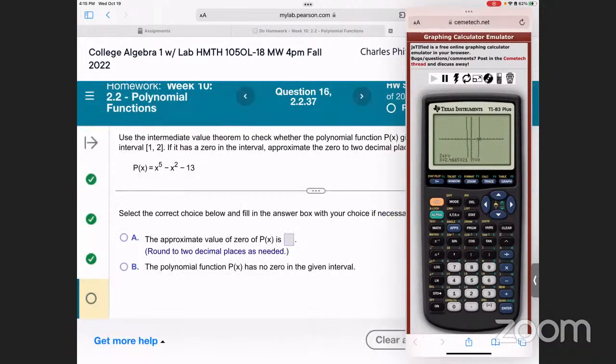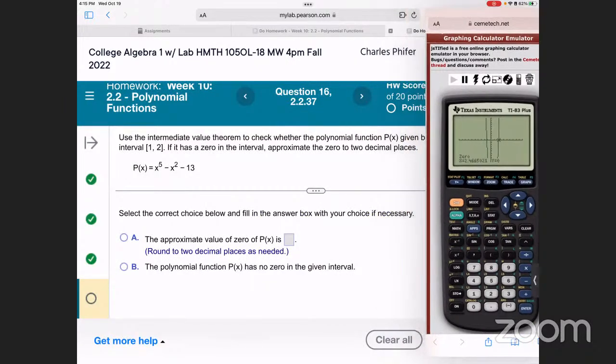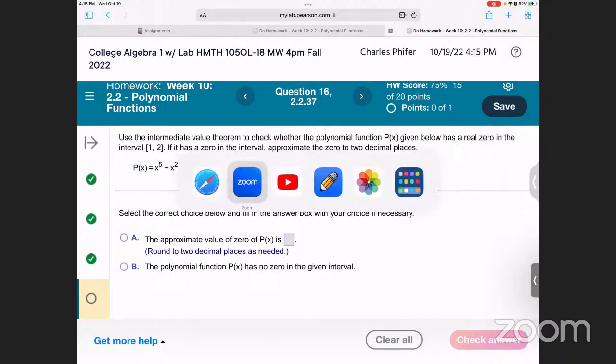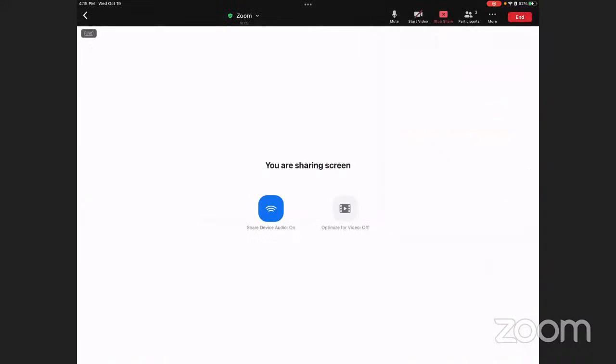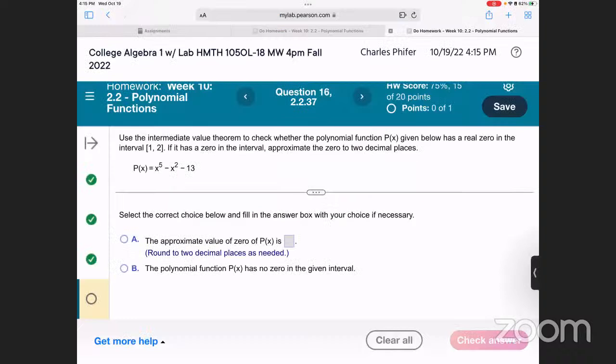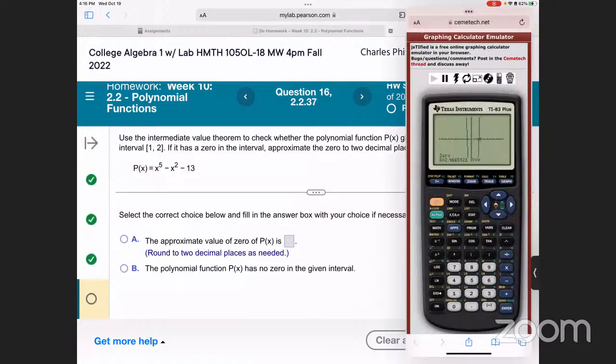All right, so that was a quick way. I think this next one is similar, and I'll show you another way, the way that the text does it. Let me just check Zoom really quickly. We just saw one way to do the intermediate value theorem. Let's see another way to do it. So this is a repeat just with different numbers.